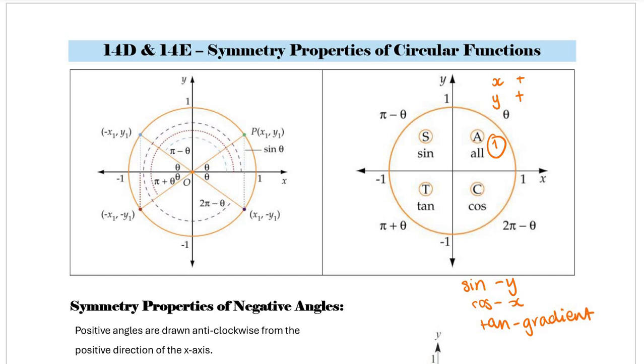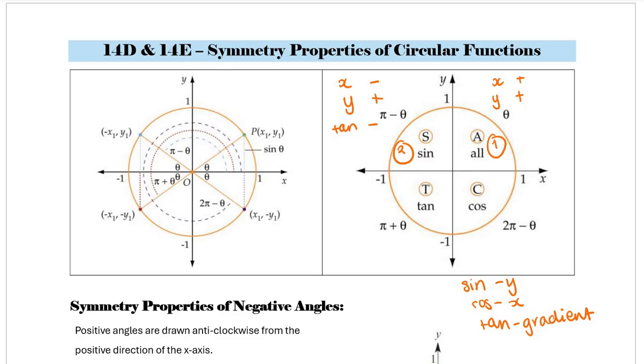Okay, so in the top right quadrant, we have A for all, with all values being positive. Now, if we moved over to quadrant 2, being this one on the left, and we had a look at our x values, well, they're all negative, and our y values are all positive. Now, with our tan being a ratio of the two, that means that our tan, our gradient, is also negative. So that means that in the top left quadrant, quadrant 2, only our sine values are positive. The rest are all negative.